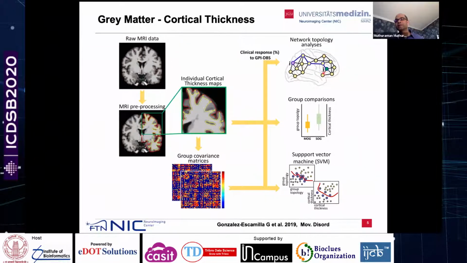We look at network topology and use this also for the comparison, and finally feed this all into support vector machines and try to get a good prediction, so that we can say to the clinician whether this particular patient will be able to profit from this type of therapy.